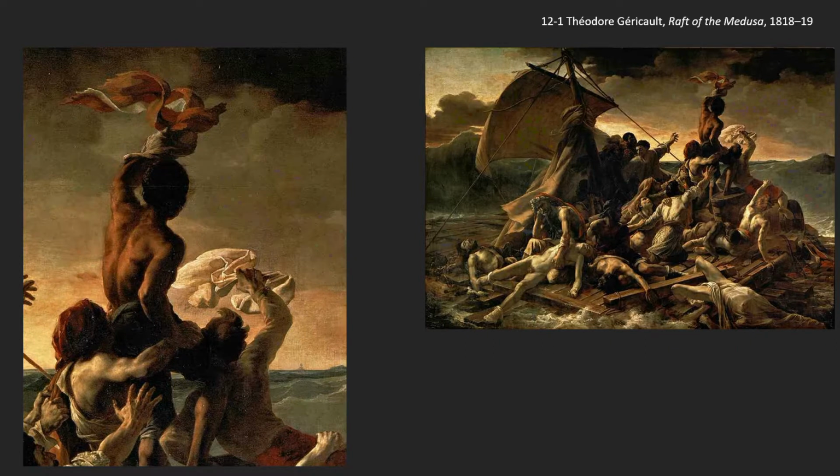Géricault was a very progressive thinker. This was a period when slavery was rampant everywhere. England was just barely beginning to make moves to stop slave trading, and he makes the hero of the piece someone of African descent, which is very forward-looking for Géricault at the time.